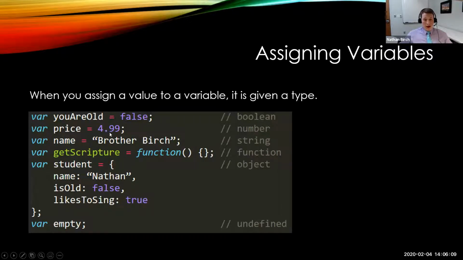I have var price equals 4.99. This decimal could go on forever, or it could just be an integer, a whole number, and it would recognize that as a number. Var name, anytime I have a string, I have to put it in quotes. This is actually a little bit inaccurate because those look like Microsoft Word quotes. Let me pull up some code here to show you a better example.